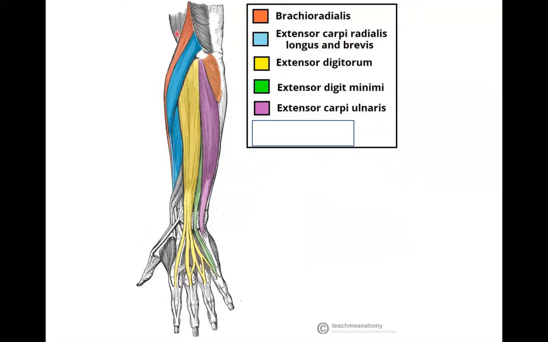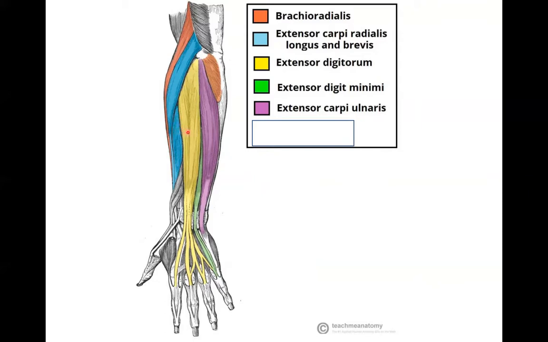Extensor carpi radialis longus originates more proximally, so it's longer. Extensor carpi radialis brevis originates more distally, and that makes it shorter. They both originate on the humerus and insert down at metacarpals 2 and 3. So they're extensors of the wrist, extensor carpi, and they travel parallel to the radius, radialis, and one of them's long and one of them short, so longus and brevis.